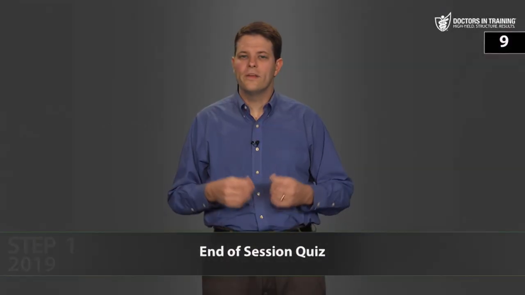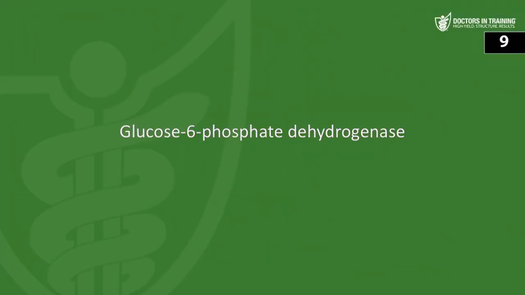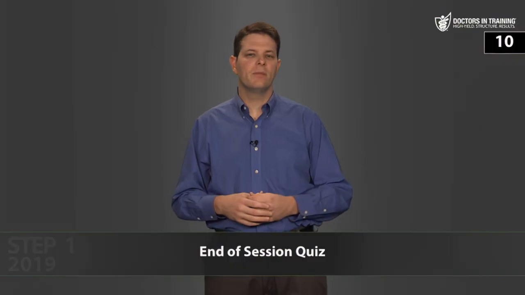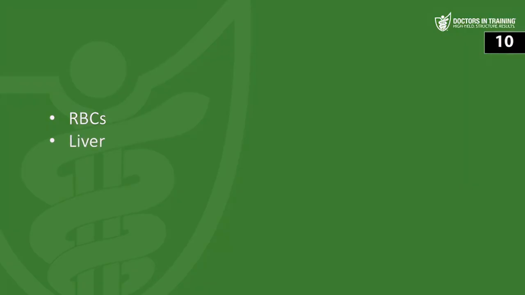First question, what's the rate-limiting step of the pentose phosphate pathway? It's glucose 6-phosphate dehydrogenase, or G6PD. Next, which tissues of the body use the pentose phosphate pathway? So remember, NADPH generated from this pathway is essential for reducing reactive oxygen species, and it's also used in the generation of cholesterol and fatty acids.